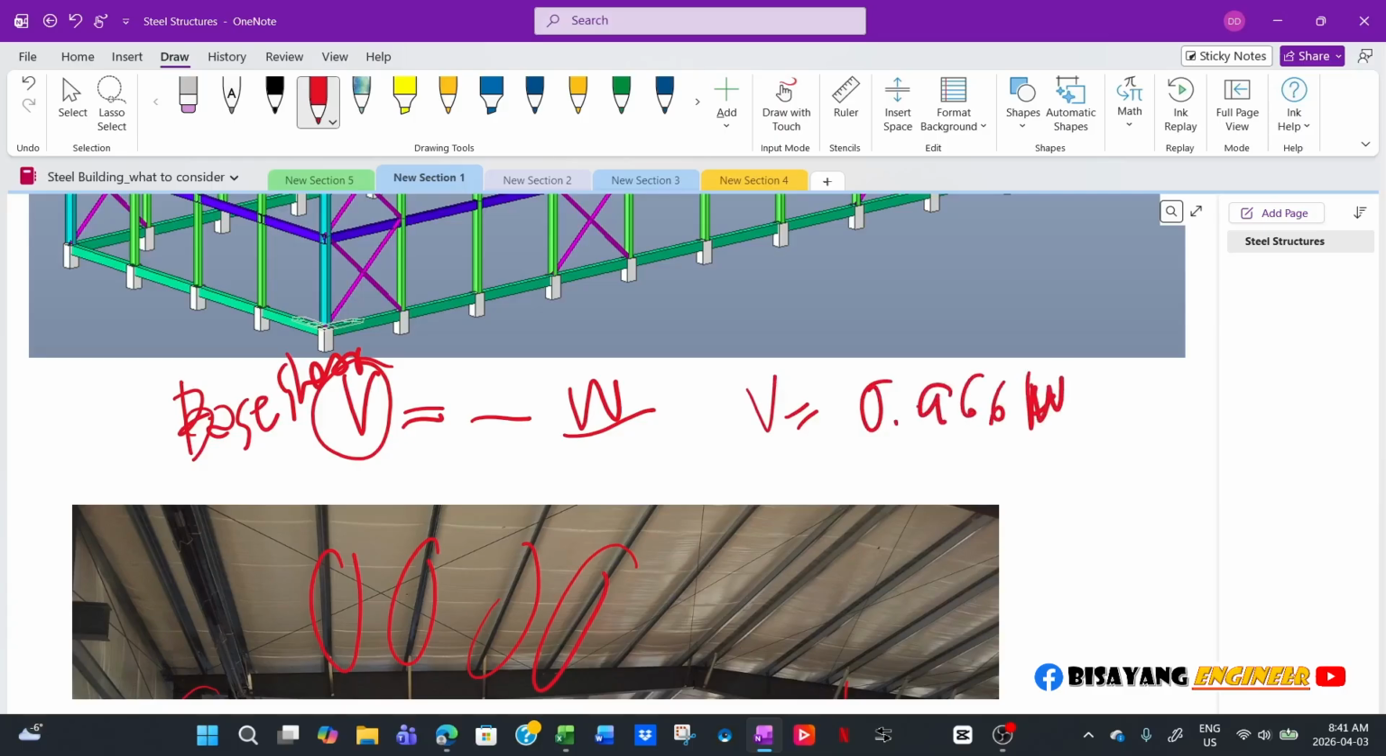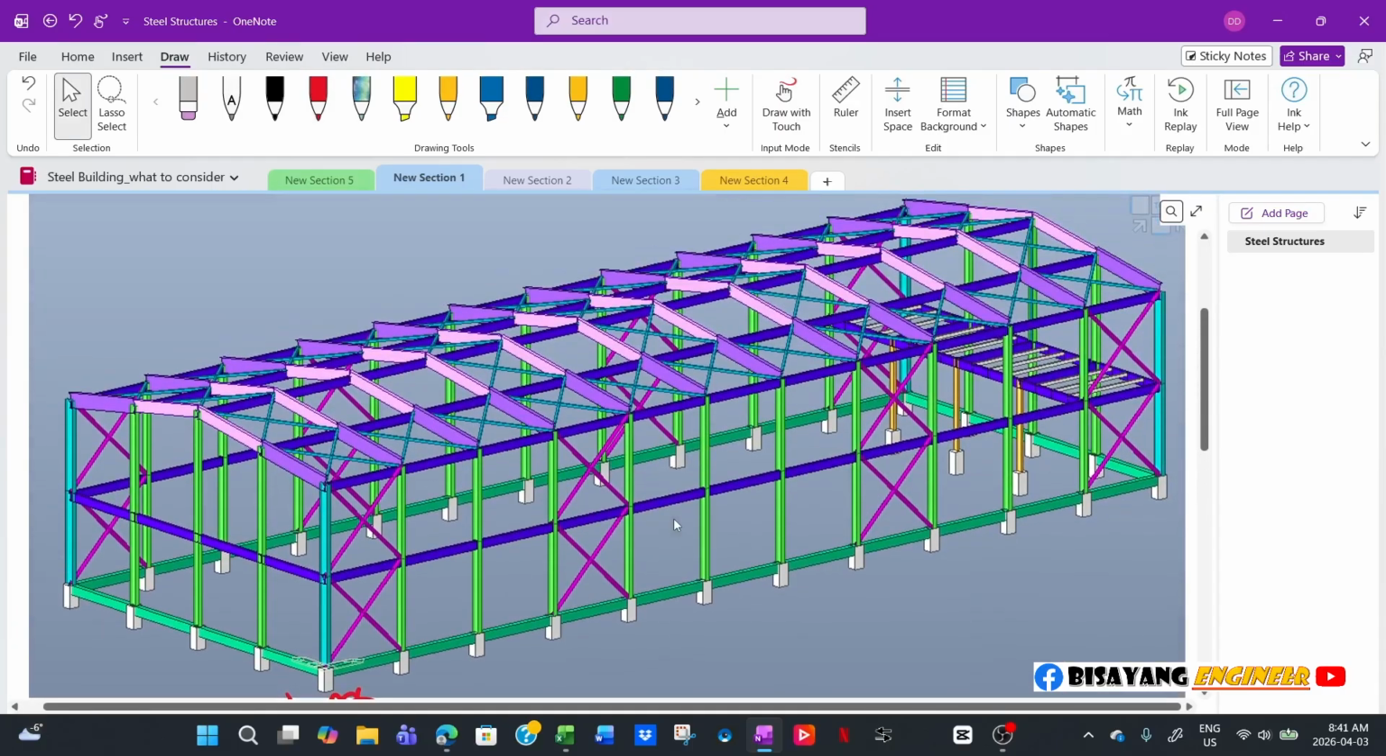0.966 of the weight, or 96.6%. So if the weight of the building is 100, then your base shear is 96.6. That's really big, right? So that's why you have to make sure that your sections are efficient.